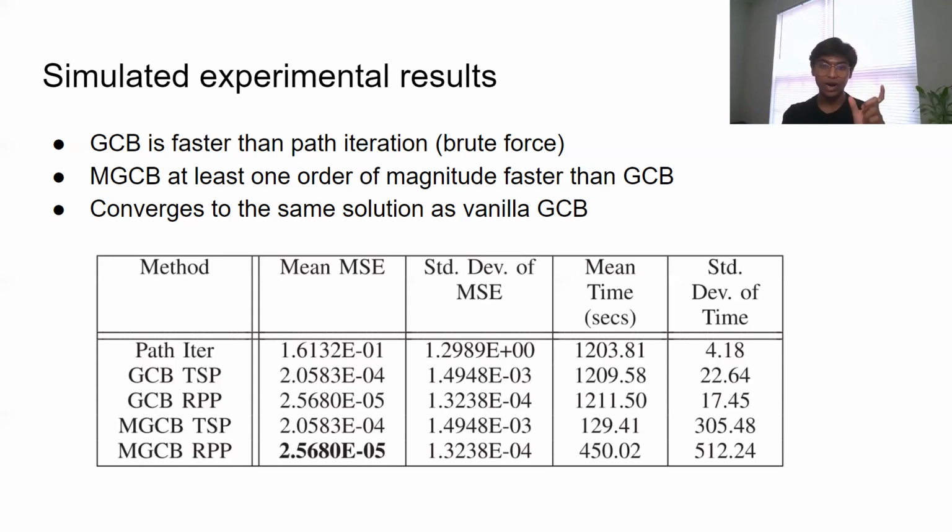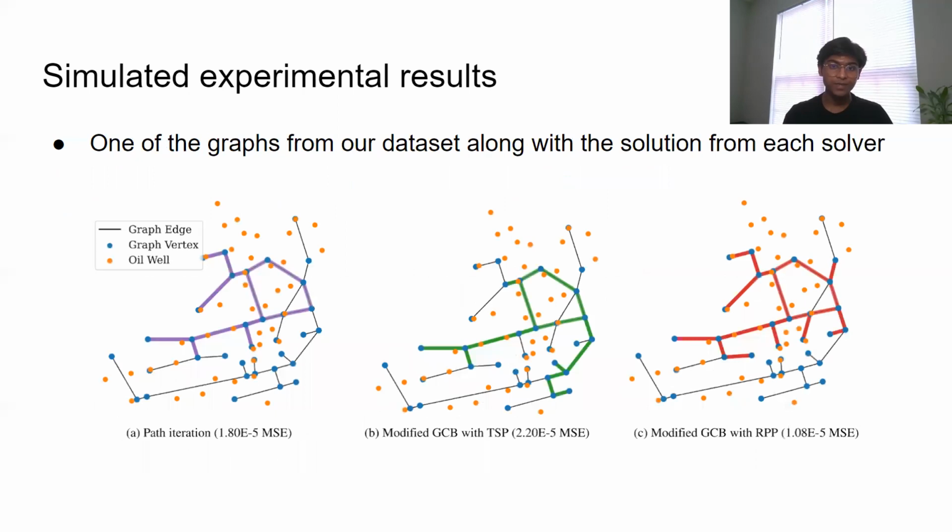We also tested our arc routing variant of the GCB algorithm against a TSP variant of the GCB algorithm. And as expected, treating the problem correctly using an arc routing solver gave us the best performance. And here's an example graph from our dataset. We see that the solution generated by the path iteration algorithm spends most of the time traversing the northwestern part of the graph where there are many oil wells, but it ignores the other regions.